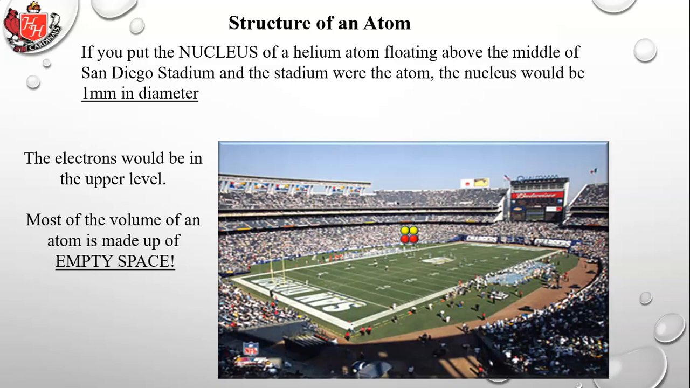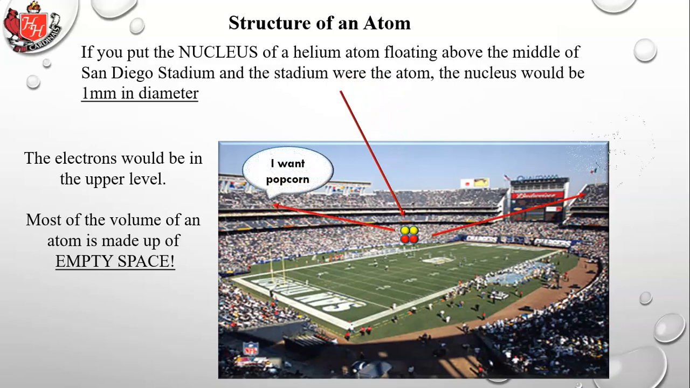So there you see the nucleus of, say, a helium atom. It's 2 protons, 2 neutrons. We'll talk about that later. But it would be so tiny you wouldn't even see it. It would only be 1 millimeter, one of those tiny little lines on a meter stick. And it would be right there in the middle of the stadium.